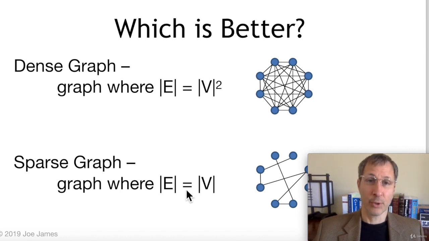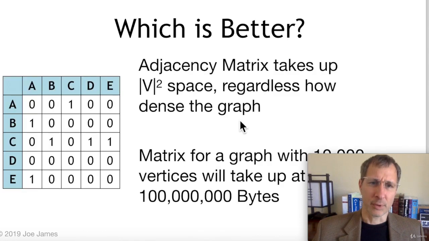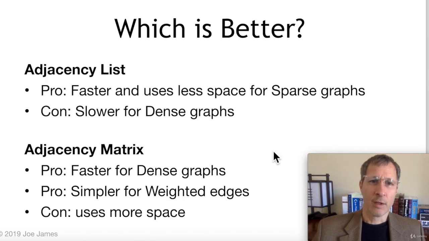In a sparse graph, there are relatively few edges, or maybe approximately similar to the number of vertices. So an adjacency matrix takes up v squared space regardless of how dense the graph is. Because we have a list of vertices along the x-axis and along the y-axis of this matrix, it takes up v squared space for the matrix. So a matrix for a graph with about 10,000 vertices would take up at least 100 megabytes. So some trade-offs. An adjacency list is faster and uses less space for a really sparse graph.